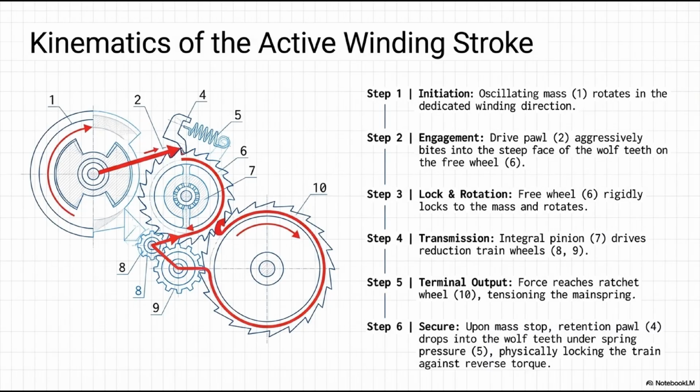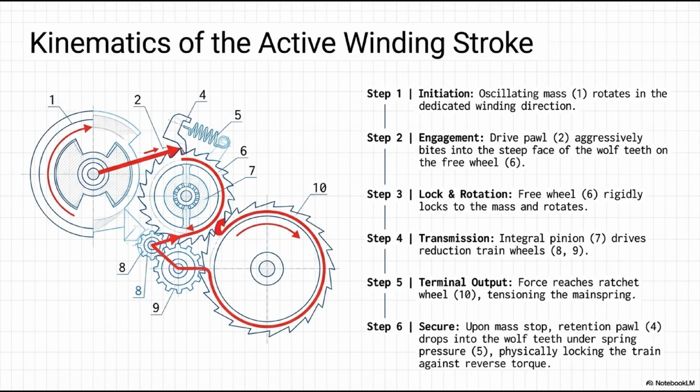Step 1, initiation, the wearer moves, and the oscillating mass, 1, rotates downward in the dedicated, active winding direction. Step 2, engagement, as the mass swings, the drive pawl, 2, which is attached to it, aggressively bites deep into the steep, vertical face of the wolf teeth on the freewheel, 6. Step 3, lock and rotation, the freewheel, 6, is now rigidly locked to the mass. It is forced to rotate.